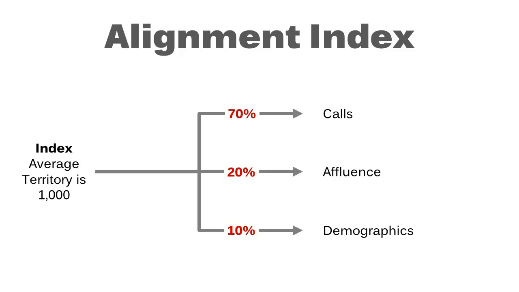Now here's an example that we're going to use, and we're going to take this through and calculate the alignment index for each of the zip codes in the example we have. We're going to say that we want to calculate an index based on 70% calls, 20% affluence, and 10% demographics. Now in your case it might be different, but these are the example weights that we're going to use.